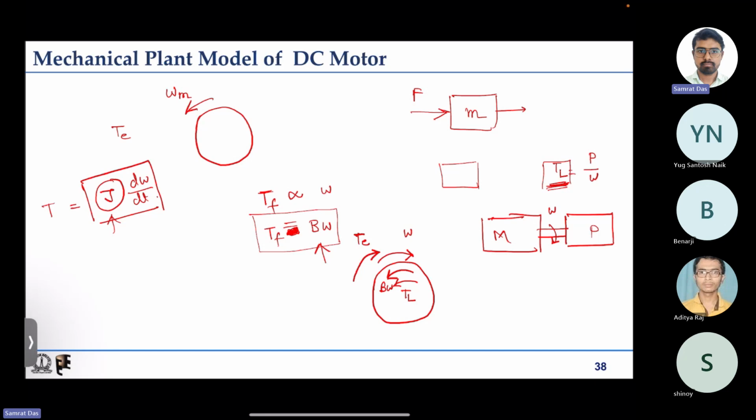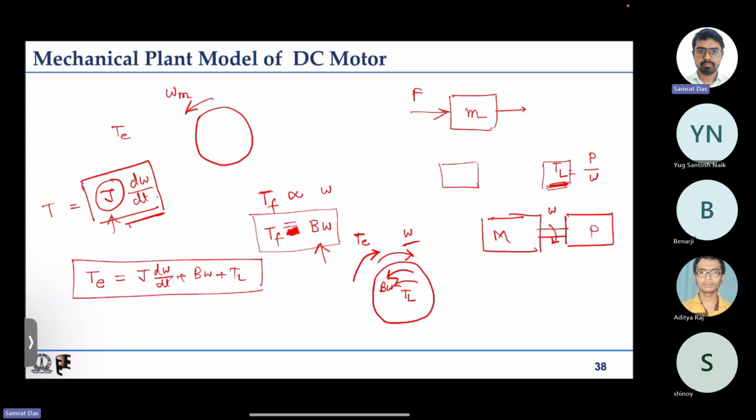And the J d omega dt torque will not appear in the steady state, where the motor speed is constant. That will appear only when there is some change in omega. So we will not worry about that in the steady case. But in the transient case, if we want to write the differential equation, then T electromagnetic is basically J d omega dt plus b omega plus load torque. So this becomes the dynamic equation for the mechanical plant of the DC motor.